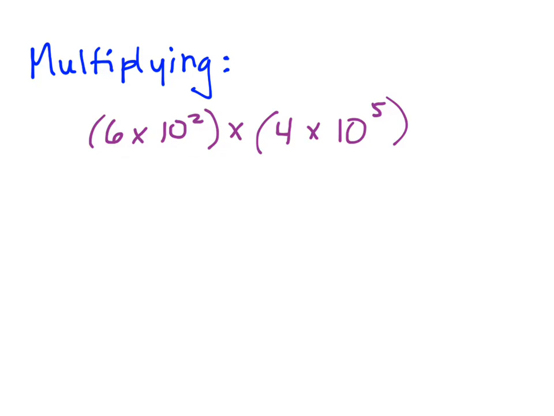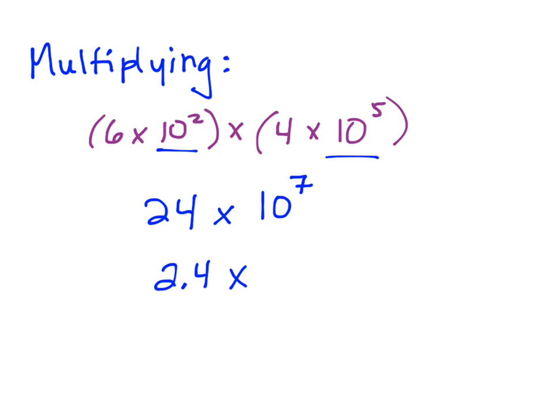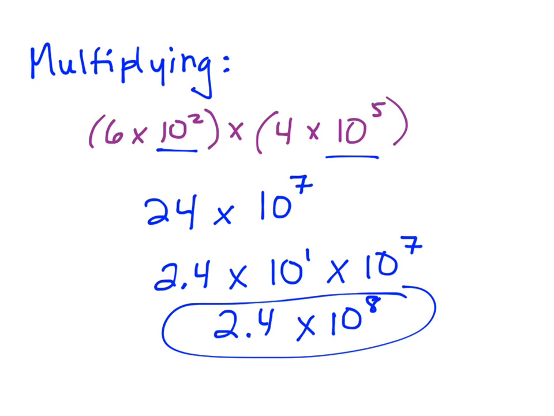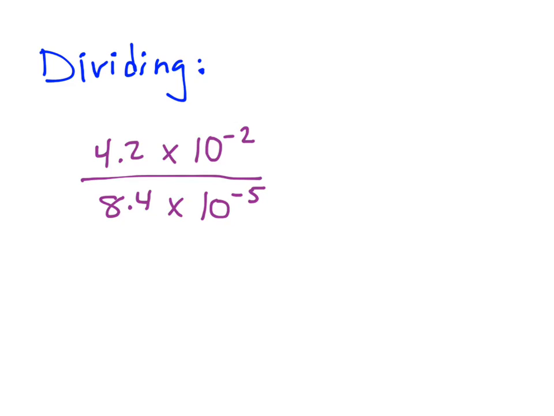All right, so with that being said, 6 times 4 is 24, and then 10 squared times 10 to the 5th would be 10 to the 7th. You would add the exponents, right? Are we done? If we need this in scientific notation, then we have one more step because 24 is not a number between 1 and 10. So we need to make this 2.4, right? And then this would be 2.4 times 10 to the first power to get that to be back to 24. And then we also have times 10 to the 7th. So altogether this would be 2.4 times 10 to the 8th.